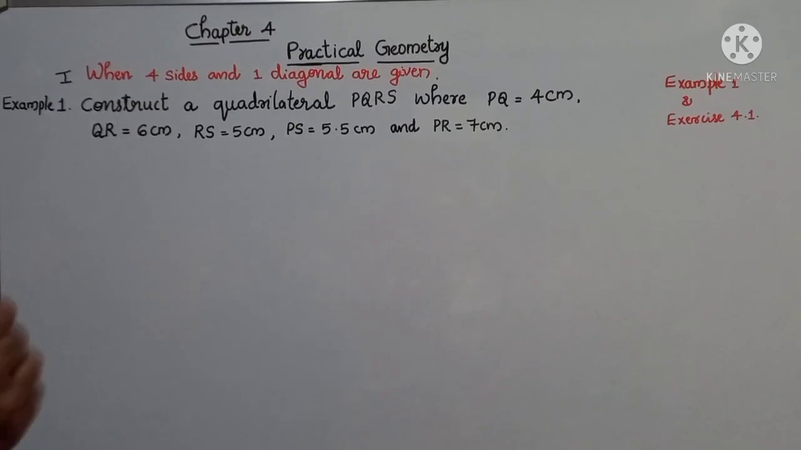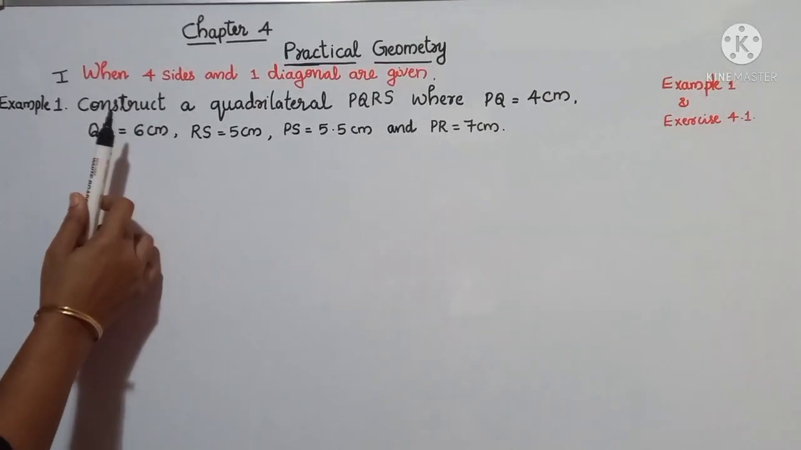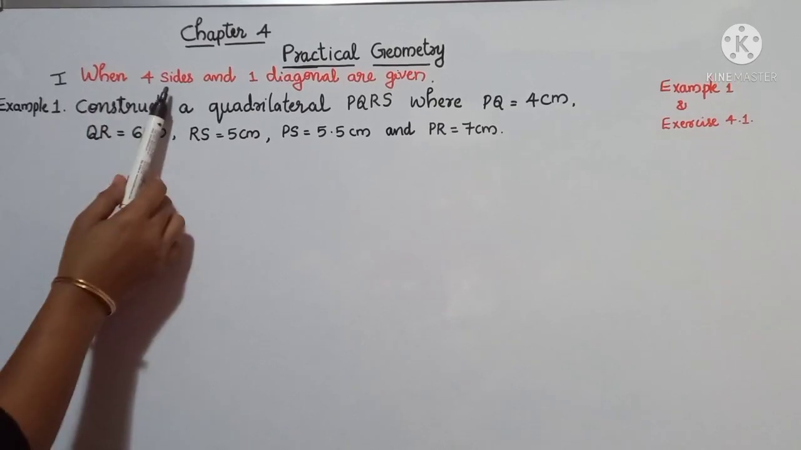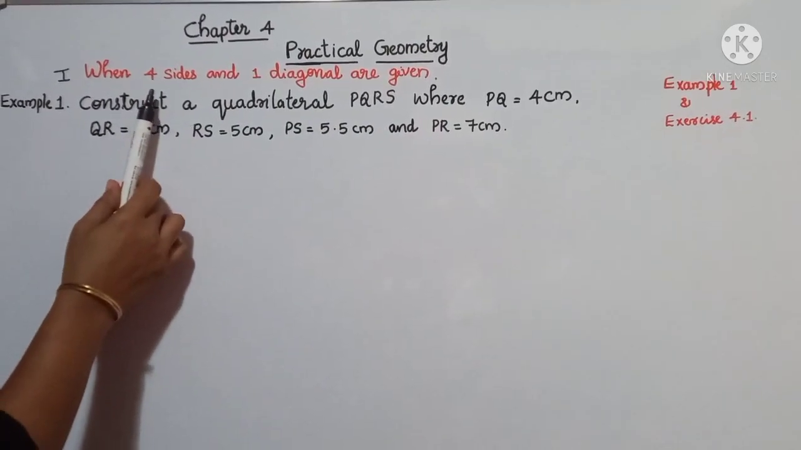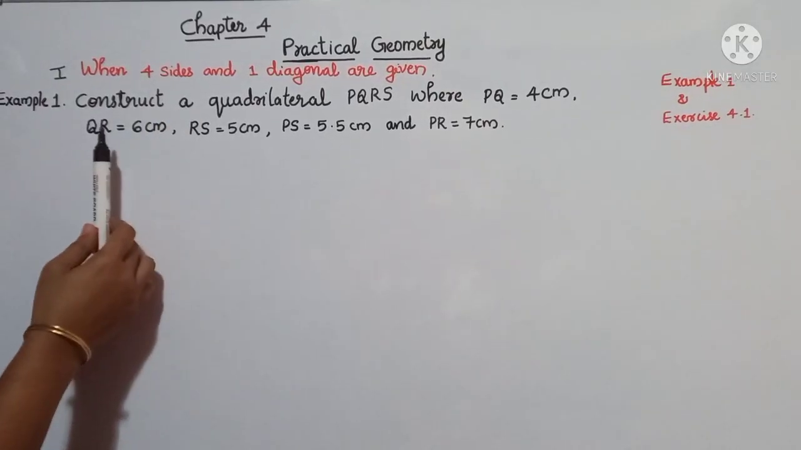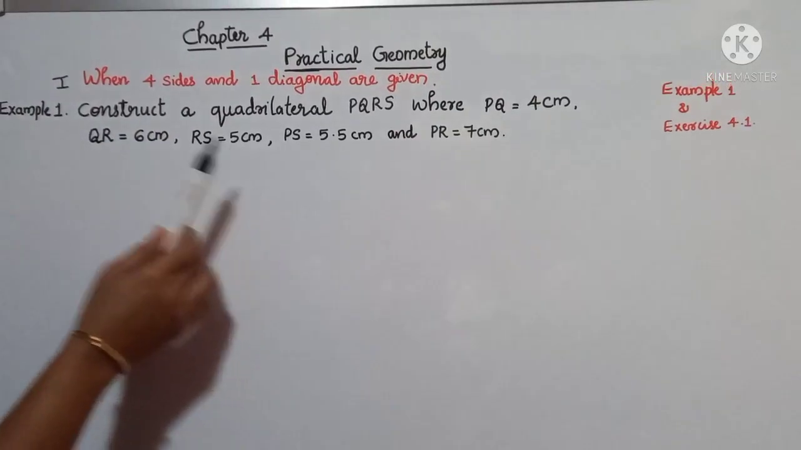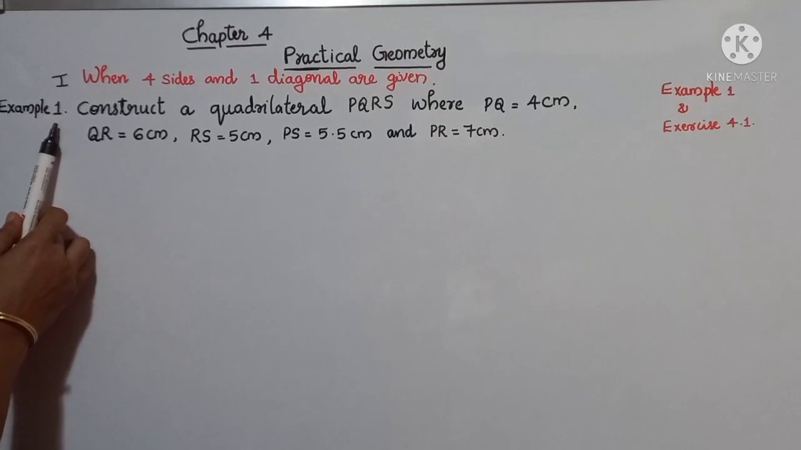We know 5 measurements are needed to construct a unique quadrilateral. Here, 4 sides and 1 diagonal are given. If it is given this way, how can we construct a quadrilateral? I have taken example 1 first.